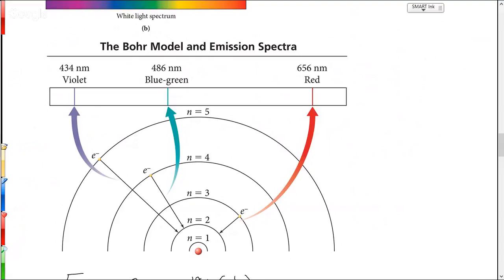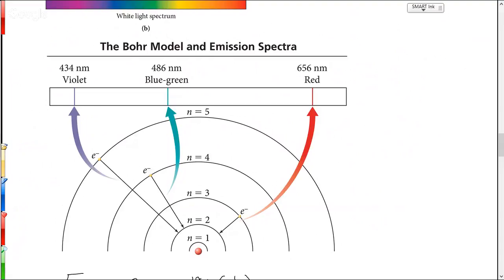Because just like our planets, if you think about the planets in the solar system, we know exactly how fast the planets are going. We know their trajectory. We can calculate where they are at any given time. Electrons, you can't do that because that violates the uncertainty principle. So that's a problem with the Bohr model.